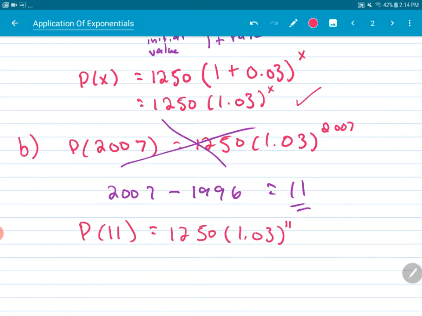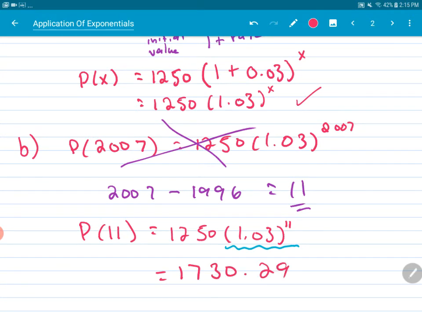Pause it, plug it in, because people often make the mistake of just doing their math left to right and not following BEDMAS, and they'll do 1250 times 1.03 and then do the exponent, but that is definitely breaking BEDMAS. You want to do this part first, 1.03 to the power of 11, and then multiply. Or if you have the calculator that you can kind of see everything all at once, then you can plug it in and it will do it for you.